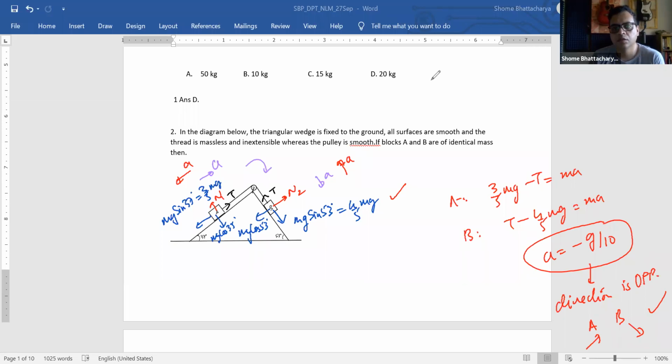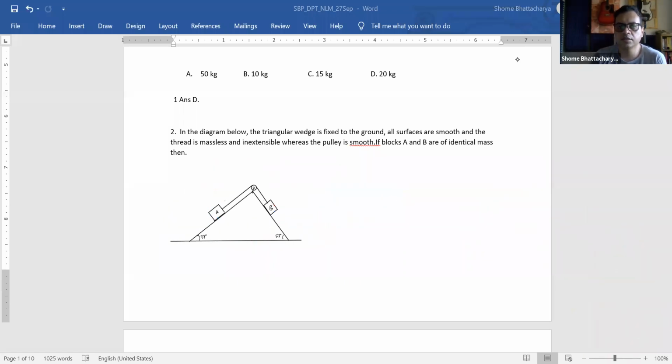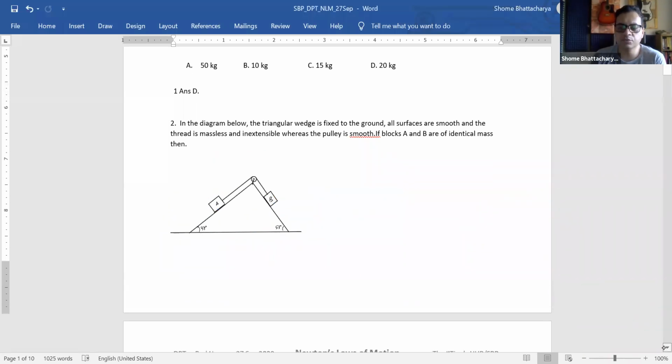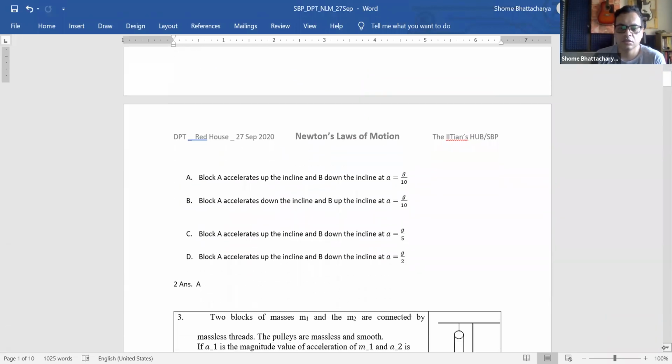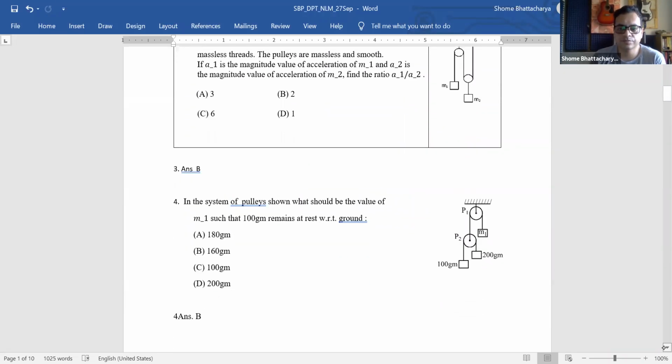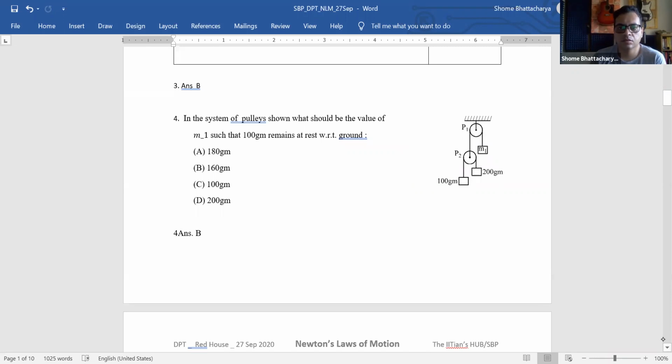Okay. Right. So let's come to question 4. That is a common doubt with a lot of people, and it was a bit of a tricky question. So I'm just going to work out this question fully for you. So 100 grams, 200 grams and M1, and the system is at rest. Okay, so let's switch to the whiteboard and solve it.